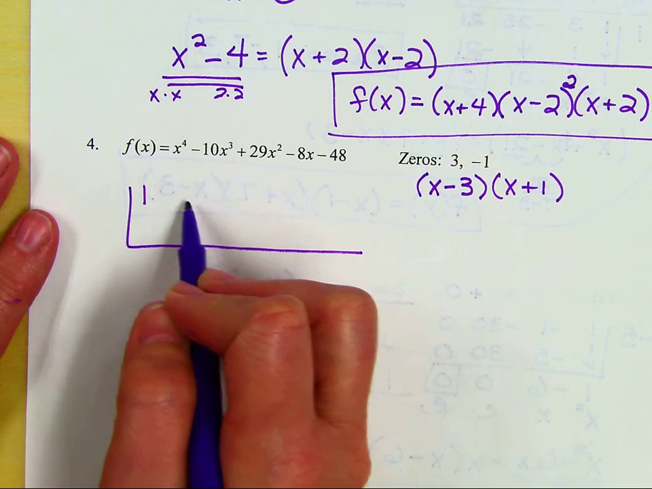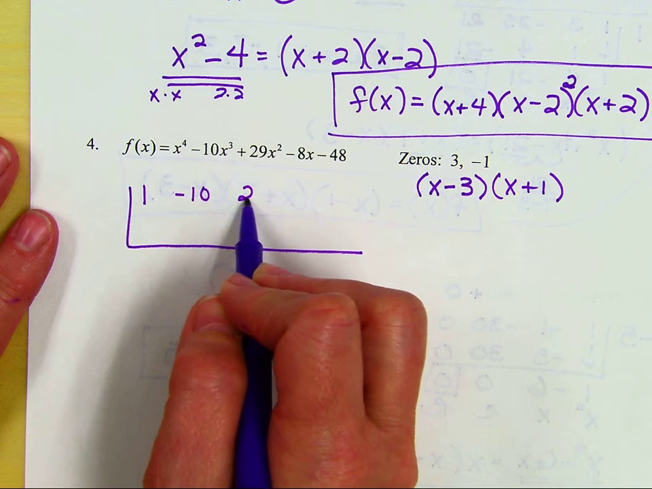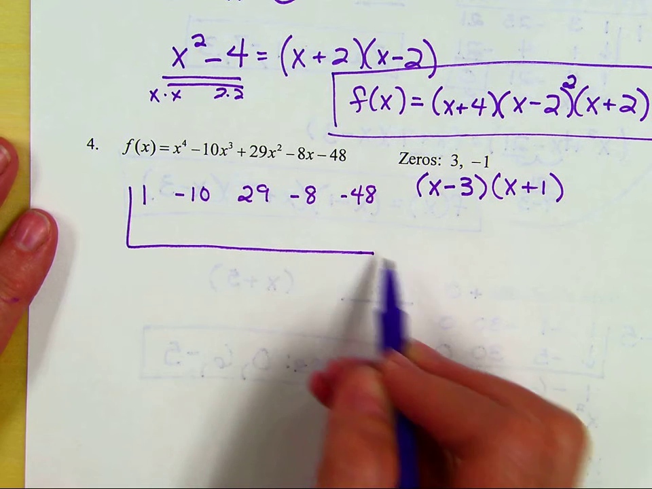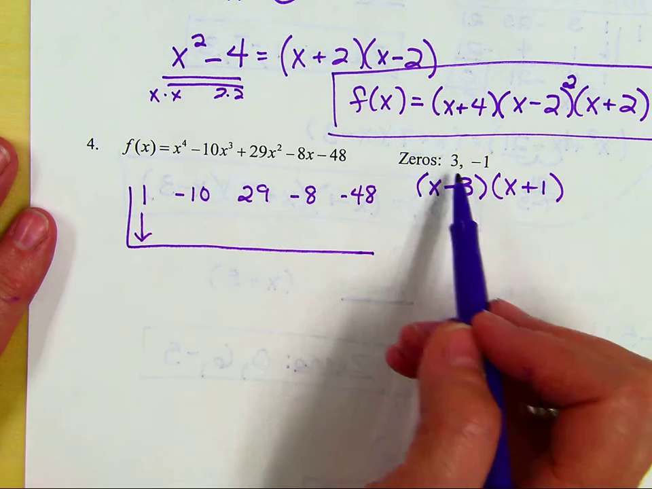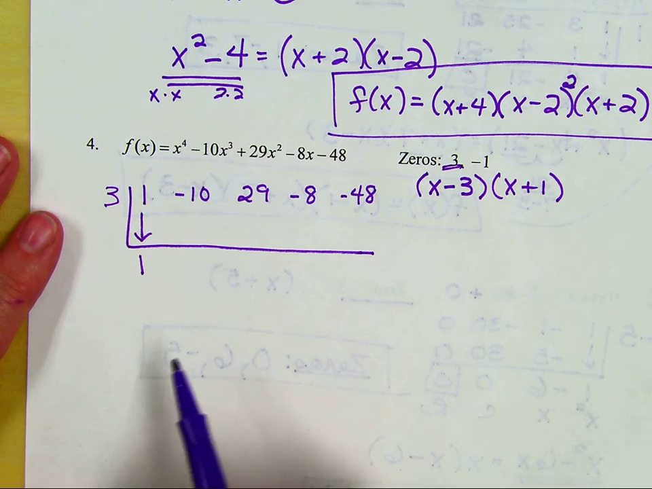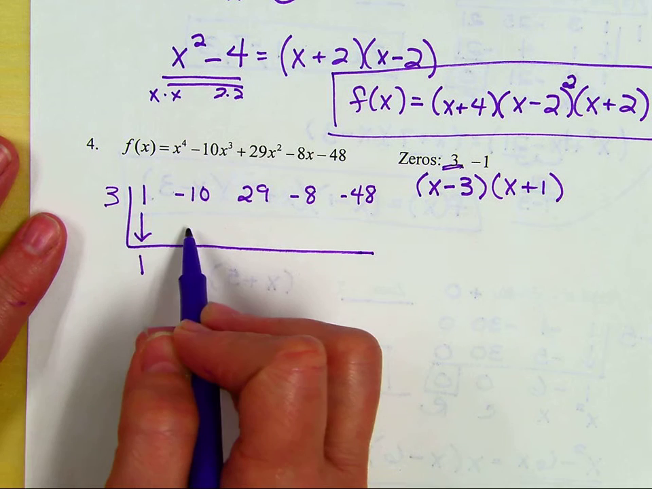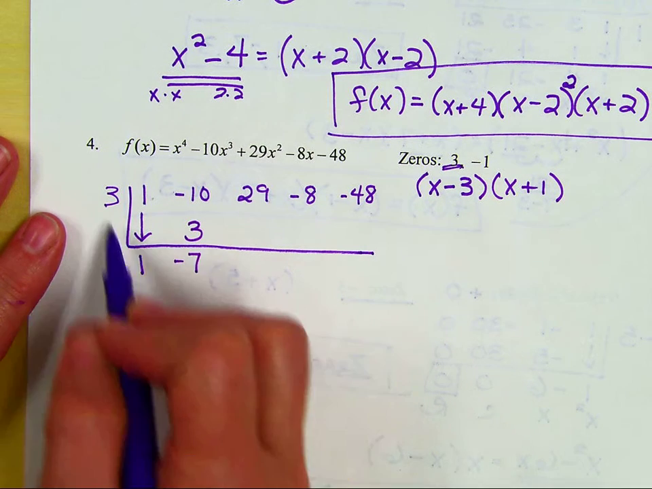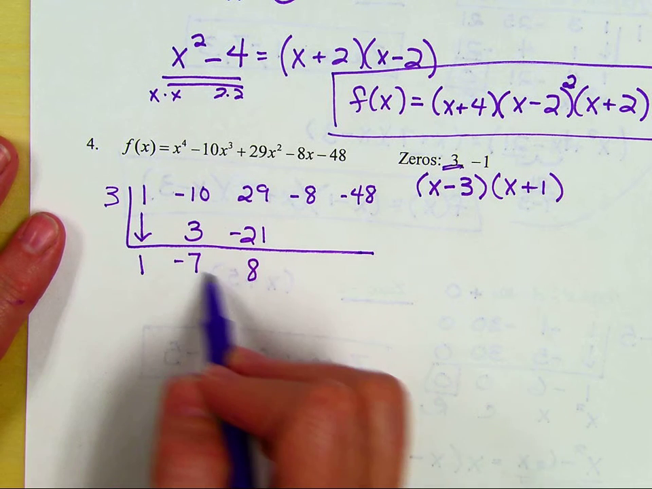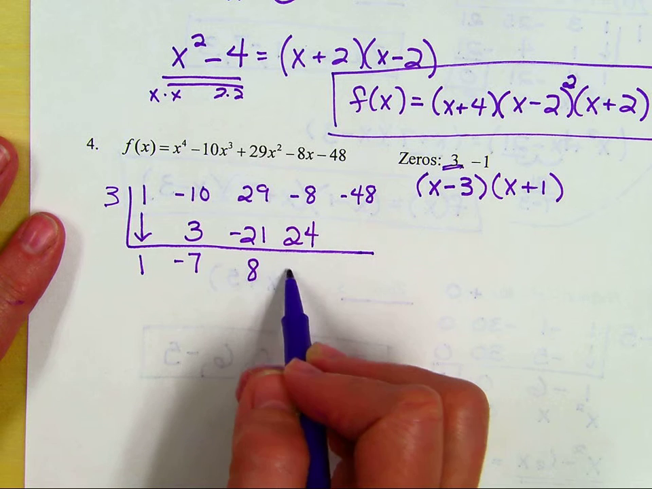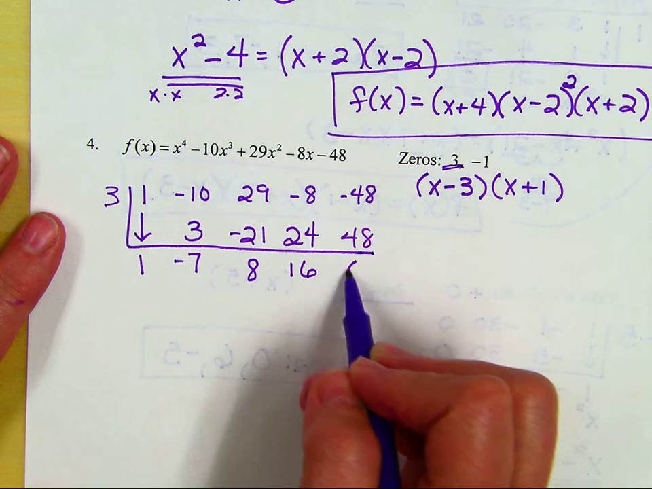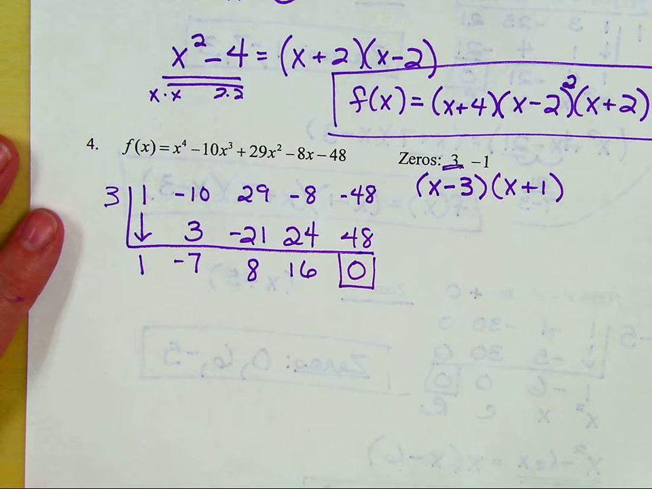1, minus 10, 29, minus 8, minus 48. What are we dividing by? Let's divide by the 3 first. First number comes straight down, and then I start my process. Multiply, write it, combine. Multiply, write it, combine. All right? That took care of the 3.